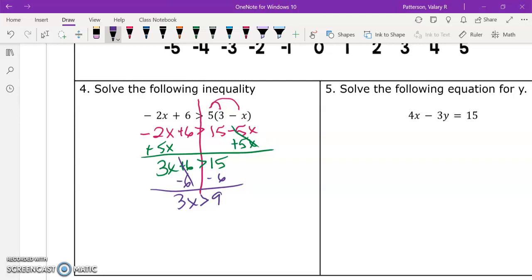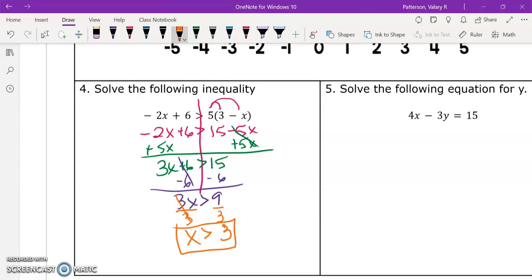Now, another area of maybe confusion that I did see is the last step, which is to move the 3 to the other side and get it away from the x. So get x by itself. The x and the 3 are attached, and they're attached by multiplication. So we have to detach them using division. So that's going to be our last step. Now we are not dividing by a negative number, so we do not need to flip our inequality symbol. And x is greater than 3.